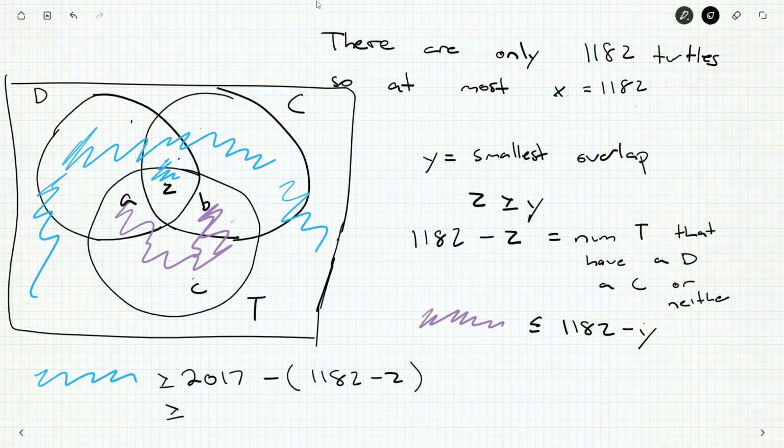So 2017 minus 1182 is 835 plus Z. Okay. So really the blue stuff is exactly 835. I feel like I've gone around in a circle. So maybe approaching this starting from Z isn't the way to go. Maybe we go outside in.